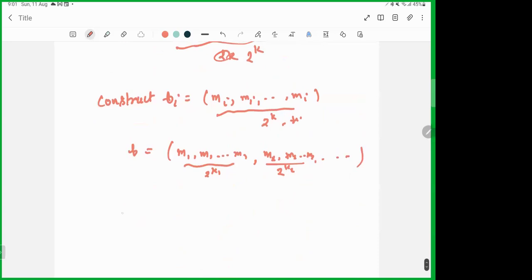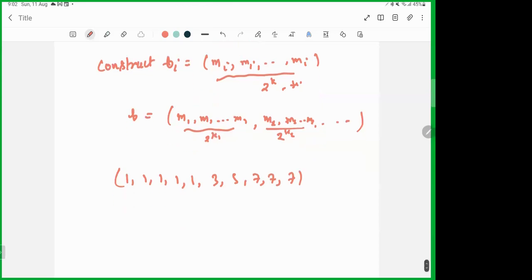Let's suppose I give you this partition: 1, 1, 1, 1, four times 1, then 3, 5, 7, 7, 7. This is from B. So how will you construct some element of A from this? This is the partition in A.